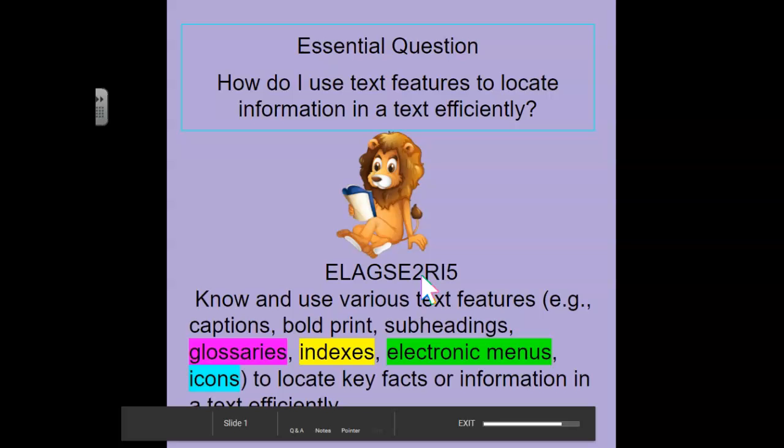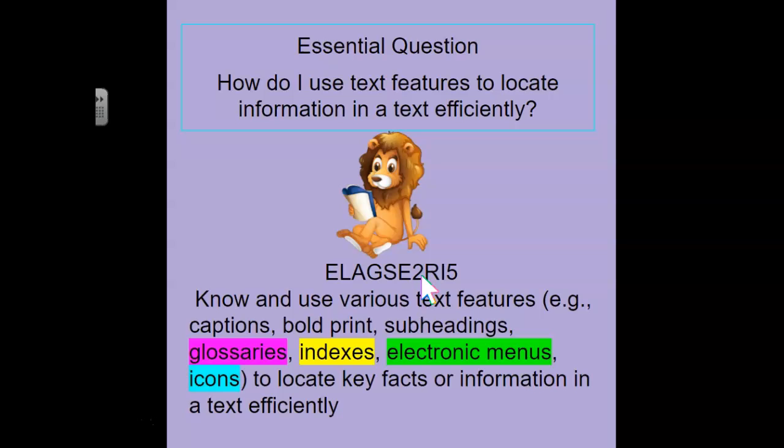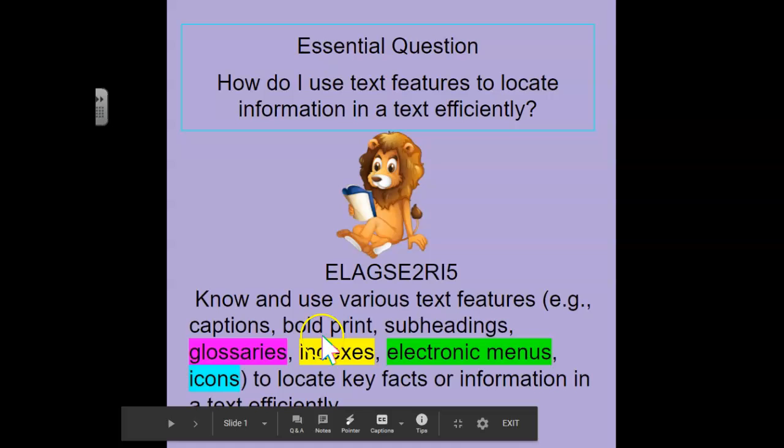All right, our essential question is still the same. How do I use text features to locate information in a text efficiently? That means the best way. All right, we're going to know and use these various text features. We've learned captions, bold print, and subheadings. We have focused on glossaries and indexes. Now, today we're going to learn electronic menus and icons, and we do that to locate key facts or information in a text efficiently.